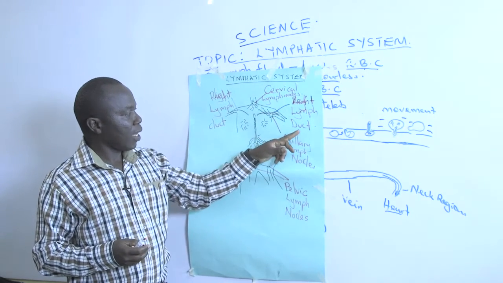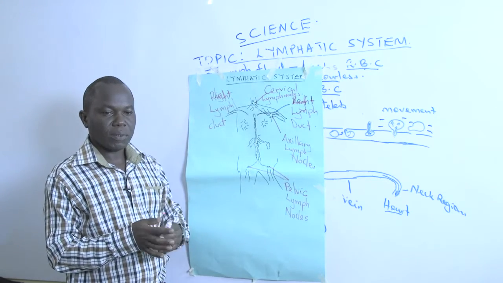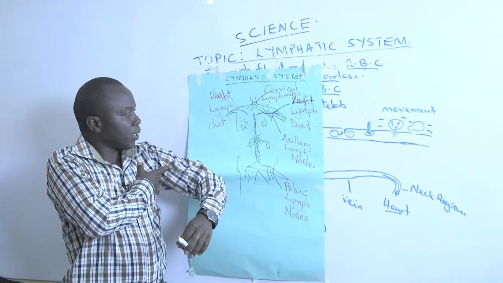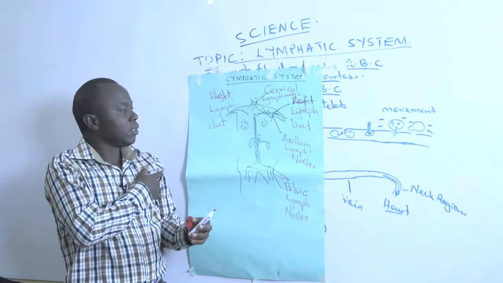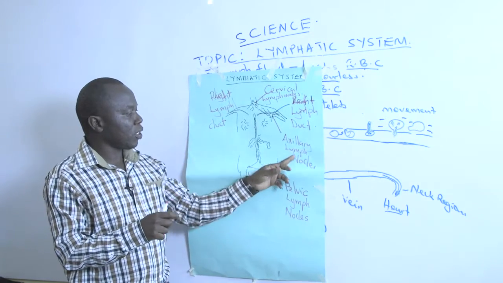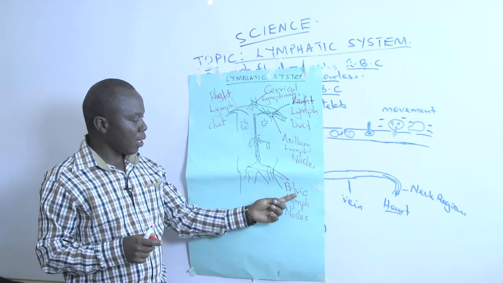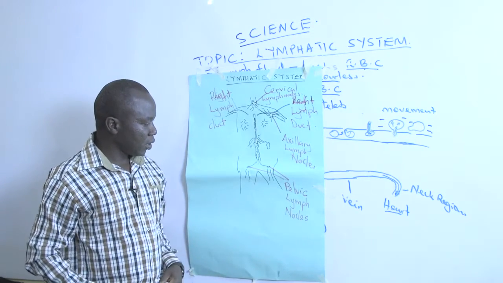If it is on the arm, the axillary lymph nodes are going to swell. You realize that when you press inside the armpits, you will feel some lumps. Those are axillary nodes, and they're just working. We are going to look at the function. And then the pelvic lymph nodes in this region.